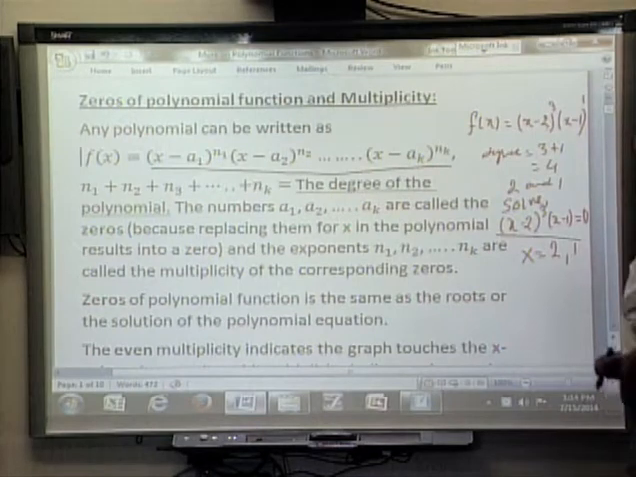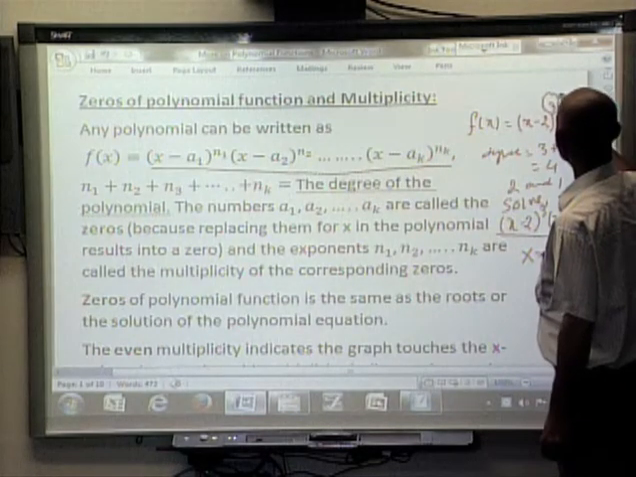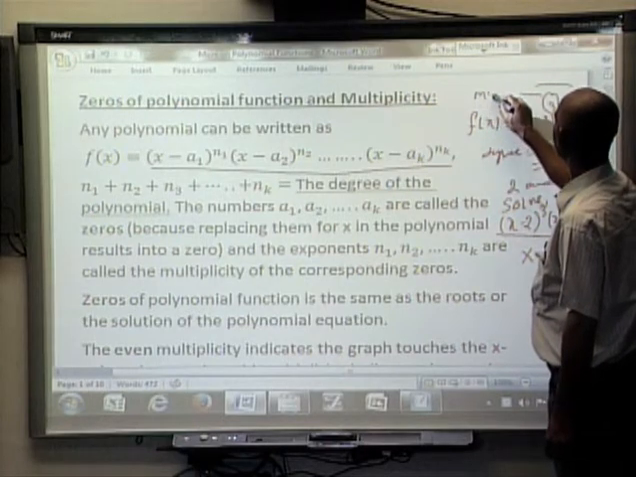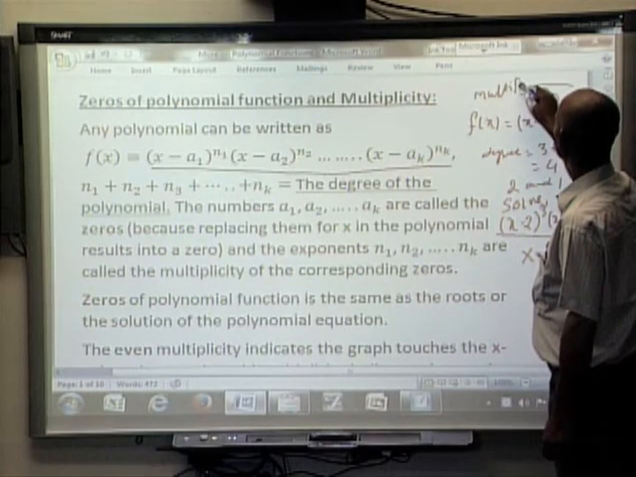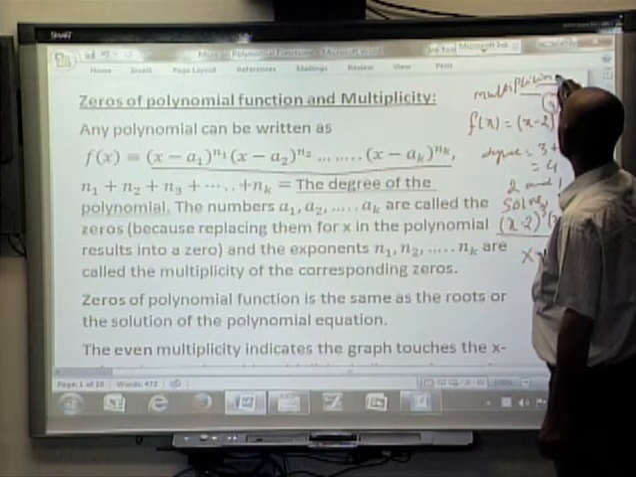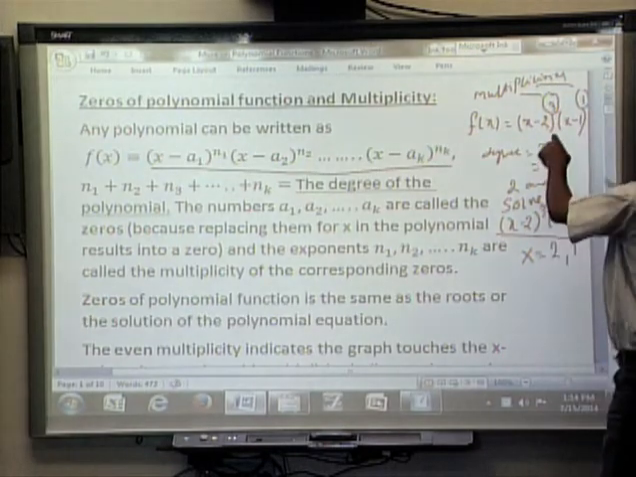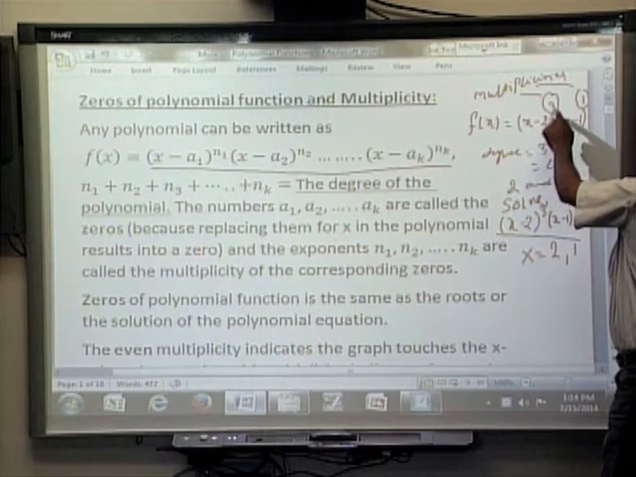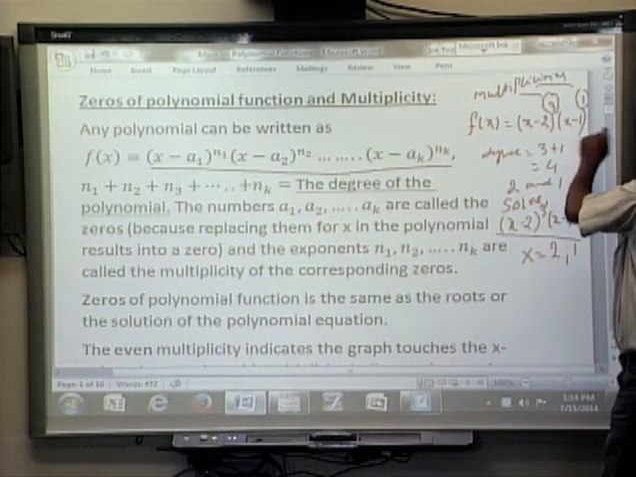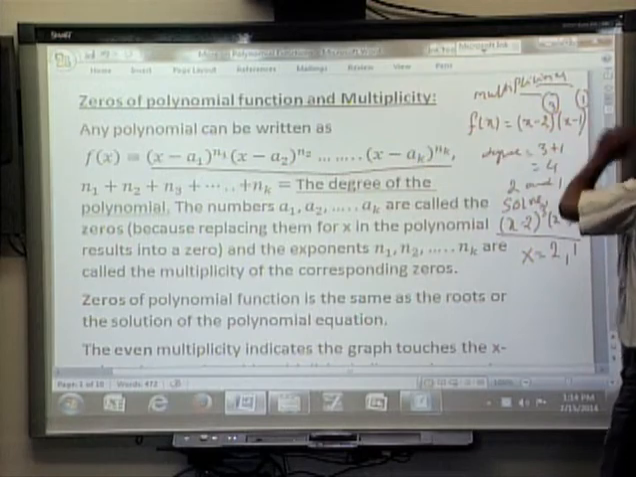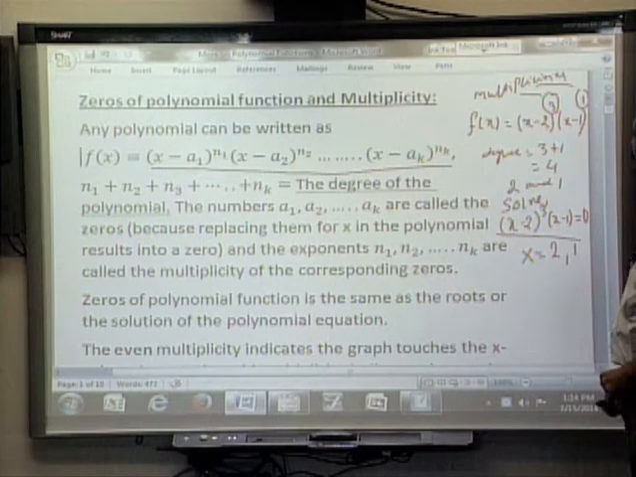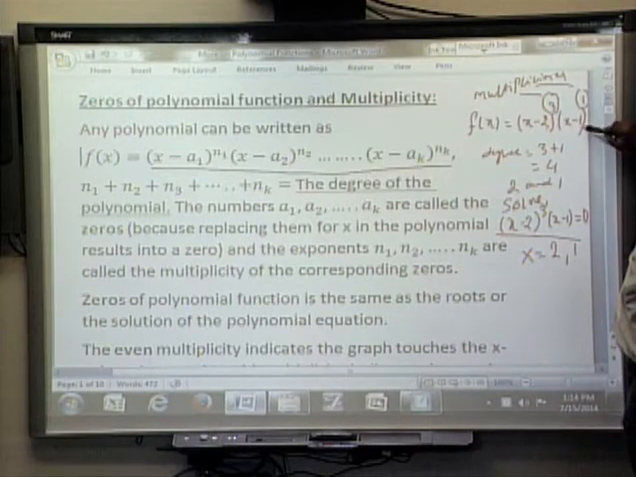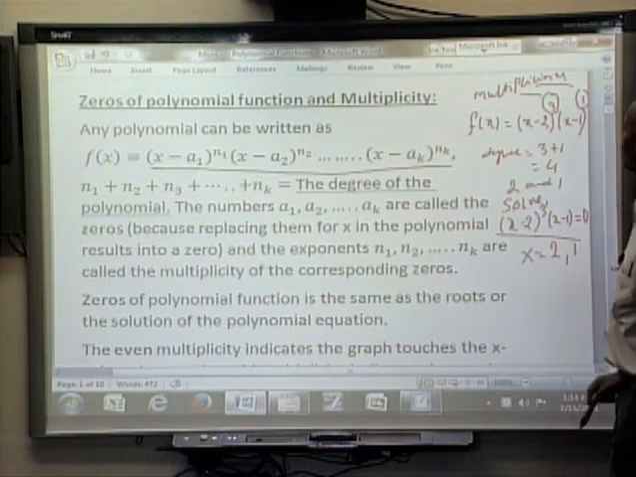This exponent 3 and 1, they are called multiplicities. So, I can say 2 is a zero of this function and the multiplicity of 2 is 3. Similarly, 1 is a zero of this function and the multiplicity of 1 is 1. 2 is a zero of multiplicity 3 and 1 is a zero of multiplicity 1.